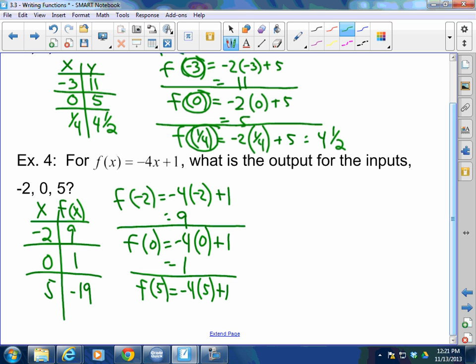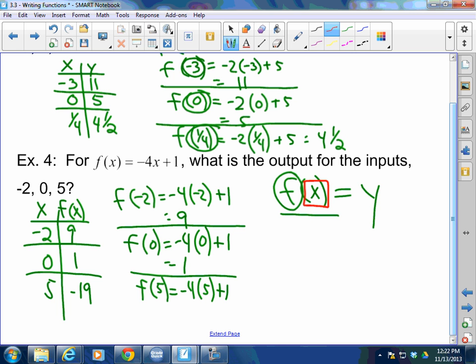So again, am I solving for f here? No. I'm solving for y in all of these, right? Just remember, f of x is the same thing as y, except the function notation labels the name of the function and it tells you the name of the independent variable. That's it. That makes sense, guys.